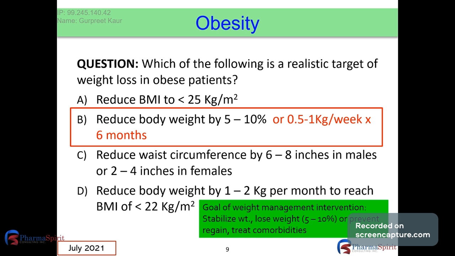Another realistic goal is to reduce the body weight by half to 1 kilogram per week over 6 months. 6 months, you are looking for about 24 weeks. If the patient loses 0.5 to 1 kilogram per week, you are looking for a loss of about 12 to 24 kilograms, and this is a realistic target.